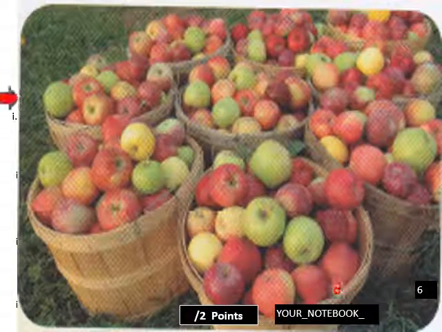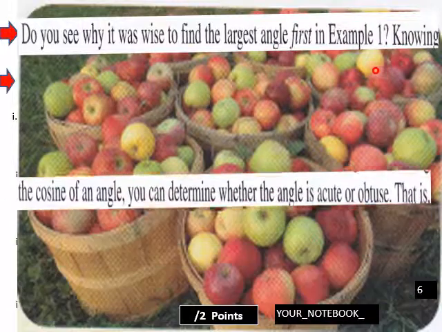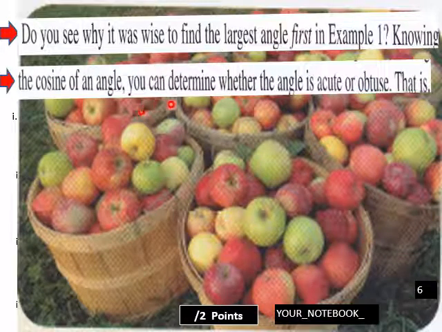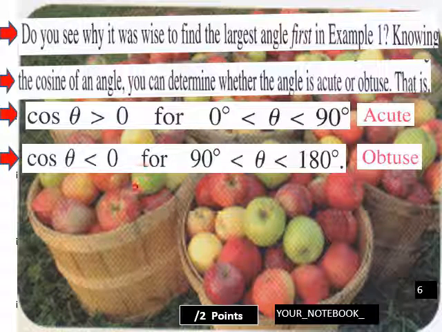Okay, back in your notebook, page 6. Do you see why it was wise to find the largest angle first in example 1? Knowing the cosine of an angle, you can determine whether the angle is acute or obtuse. That is, if cosine theta is greater than 0, for theta between 0 and 90, it is acute. And then if cosine theta is less than 0, for theta between 90 and 180, it's obtuse.